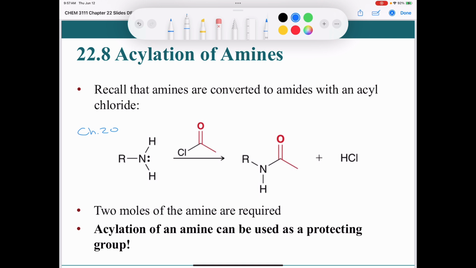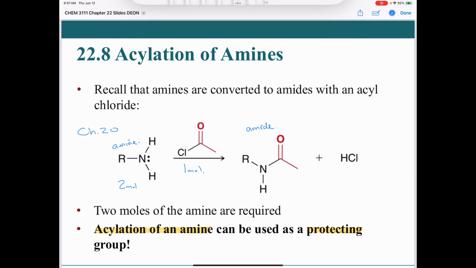And of course, here you need 2 moles of amine for every 1 mole of your acid chloride because you have to neutralize the HCl that's formed in the reaction. But anyhow, the bottom line is you take your amine and you convert it into an amide. And so it turns out that the acylated amine can actually be used as a protecting group. So take home message, acylated amine can be used as a protecting group.